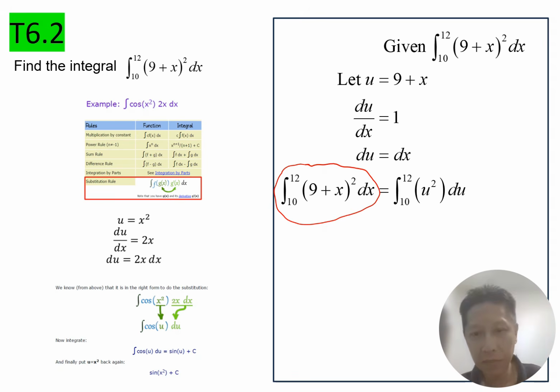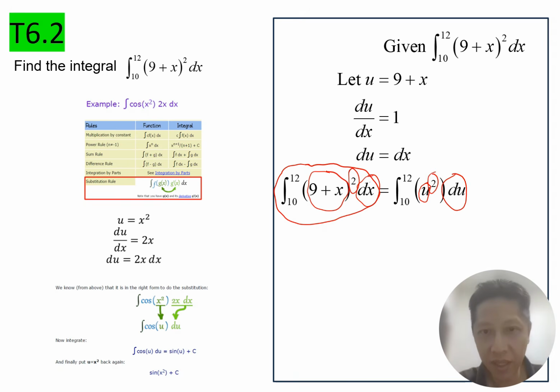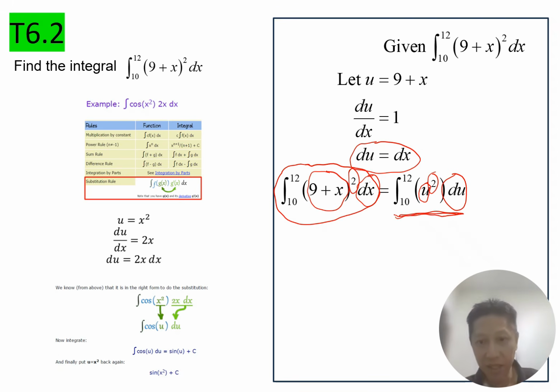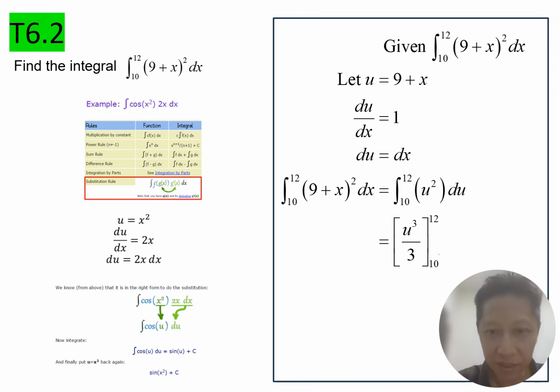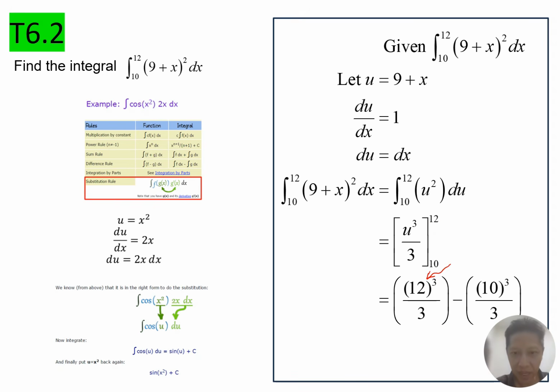This is the original one. Now we have u to represent 9 + x, squared, maintained, and dx is the same as du. When we have the right hand side expression, it's easier for us to integrate. Yes, it's easier. Then we define it starting from x equals 10 until x equals 12, the lower and the upper boundaries. We take x equals 12, the upper, minus when x equals 10. Finally, we will have the area bounded by the function equal to 728 divided by 3.